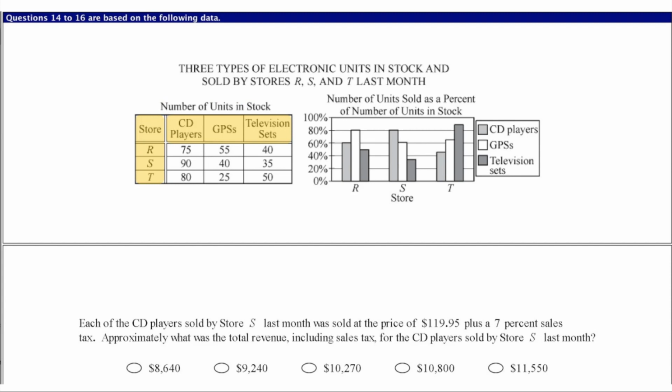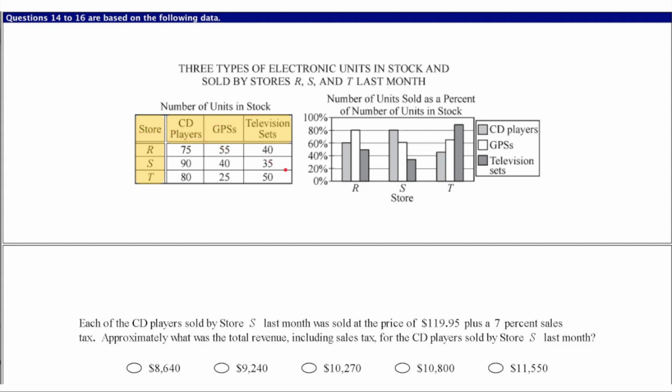So CD players, GPSs, and television sets. Those are the three types of electronic units that the title was talking about. Now, looking at this data, we can use these row and column titles to figure out how many of each type of unit each store has in stock.